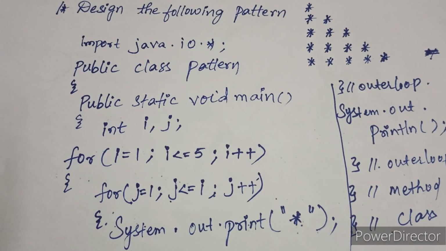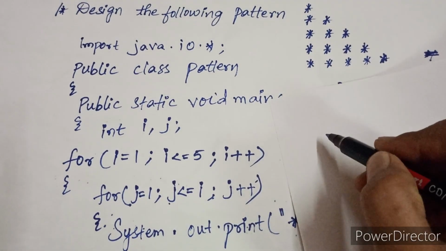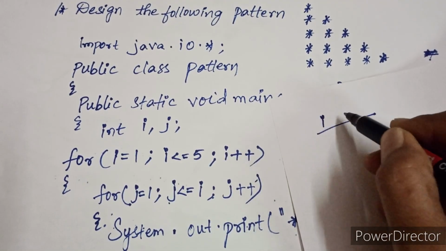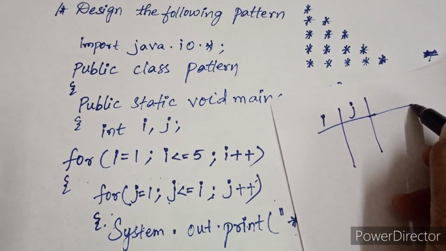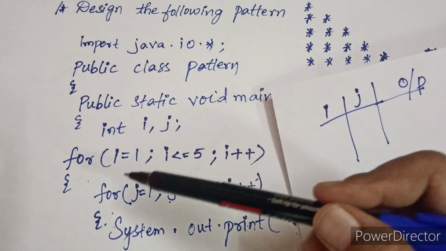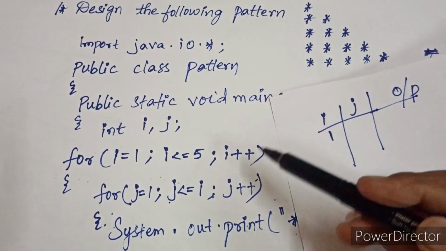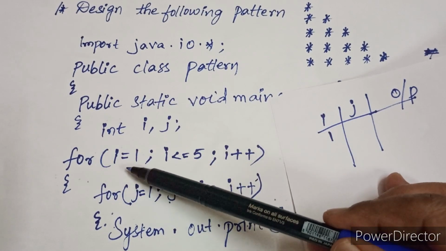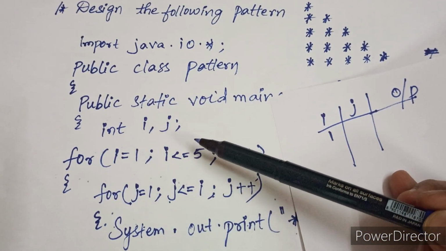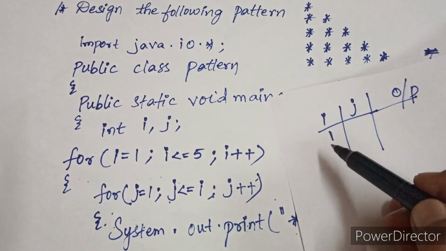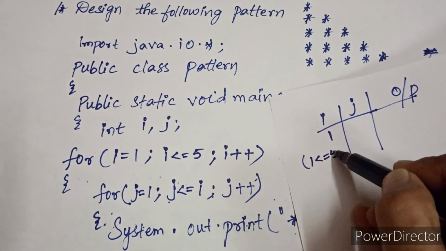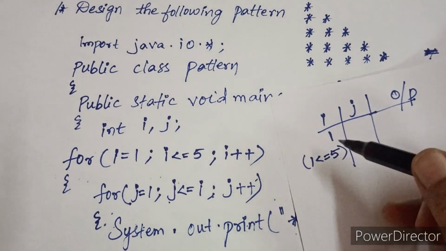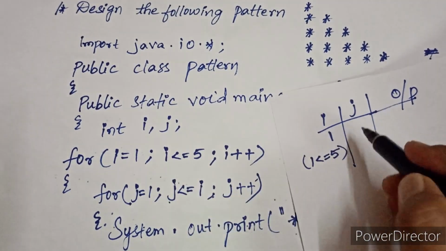Now I will explain how the output will come. See here, I am writing i, j and your output. Now what is my i value? 1. It will check the condition. First it will go to i equal to 1, then it will move to i is less than or equal to 5. What is the i value? 1. 1 is less than or equal to 5, the condition is true. Then it will enter into your inner loop, j equal to 1.